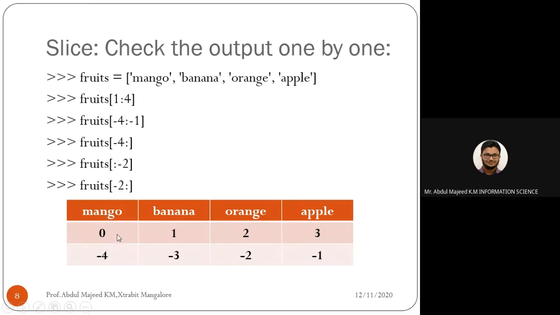So you can see the index. First element index is 0, second element index is 1, third element index is 2, and fourth element index 3. If you are using negative index, it starts from -1, -2, -3, -4, like this. So if I am writing fruits of -4, it will return mango. Now let's see this: fruits of 1 colon 4.